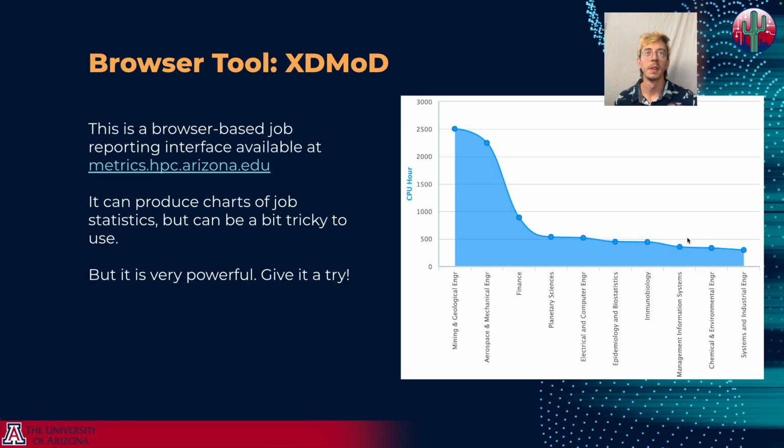Okay. And here's an example of a graph that can be created in the browser tool of XDMod. There's quite a lot of statistics that it can report for you. I would say it's a little bit tricky to use, but you might get the hang of it. Just give it a try, go poke around. There are all of these different options that it can give, and it is very powerful. So it depends on how detailed you want to get in your reporting. If you want some detailed reports, XDMod is a great way to do it, and it can generate some pretty nice looking graphs like this one.